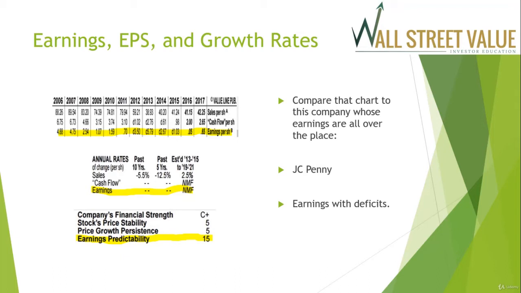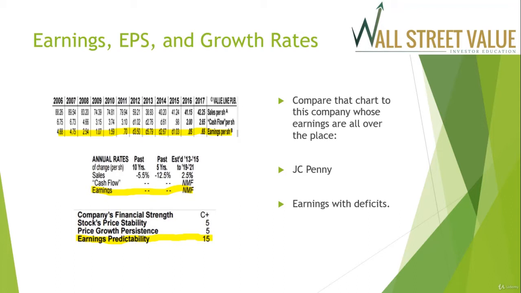So in 2009, their earnings fell from $2.54 down to $1.07. And it went up to $1.59. They got cut in half again to 70 cents. And in the next couple of years, they had deficits. So they had a loss in 2012, 13, 14, 15, and then finally started making a profit again in 2016.